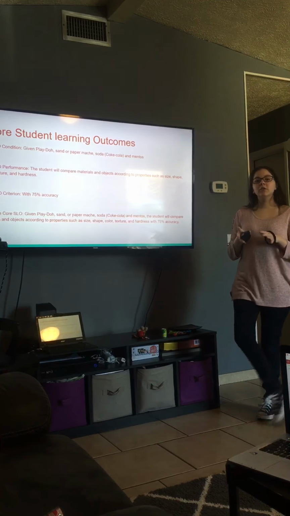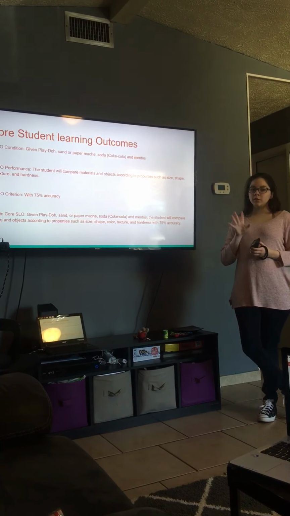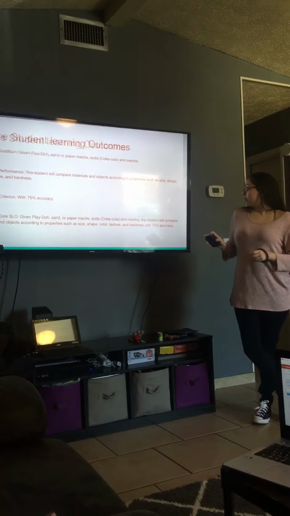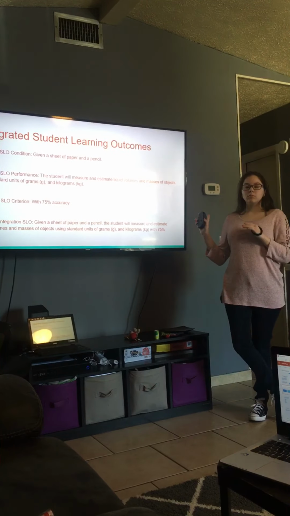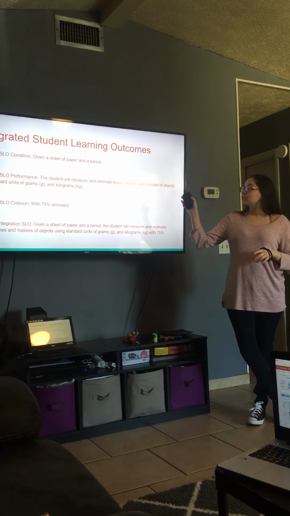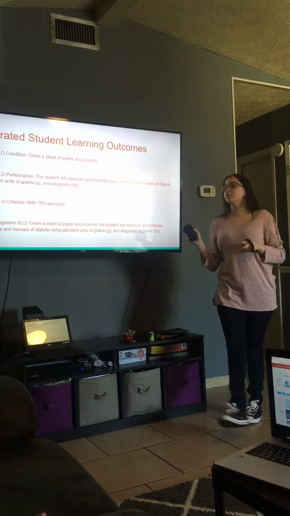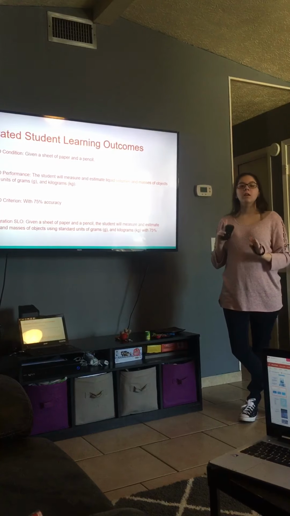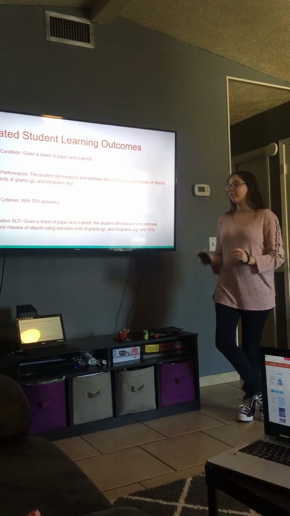And I want you guys to do this with mostly accurate, about 75%. There's room for a few mistakes, but that's it. So for the second part of the worksheet, I want you guys to compare liquid volumes and masses of objects using grams and kilograms, again with 75% accuracy. Room for a little mistake, but I want you guys to be mostly accurate.